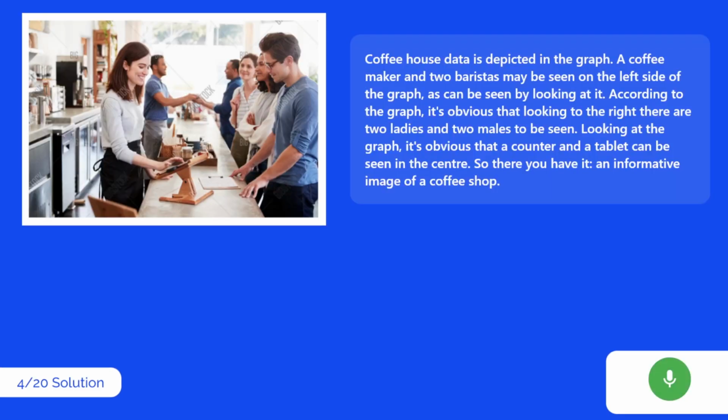Coffee house data is depicted in the graph. A coffee maker and 2 baristas may be seen on the left side of the graph. Looking to the right, there are 2 ladies and 2 males to be seen. Looking at the graph, it's obvious that a counter and a tablet can be seen in the center. So there you have it, an informative image of a coffee shop.